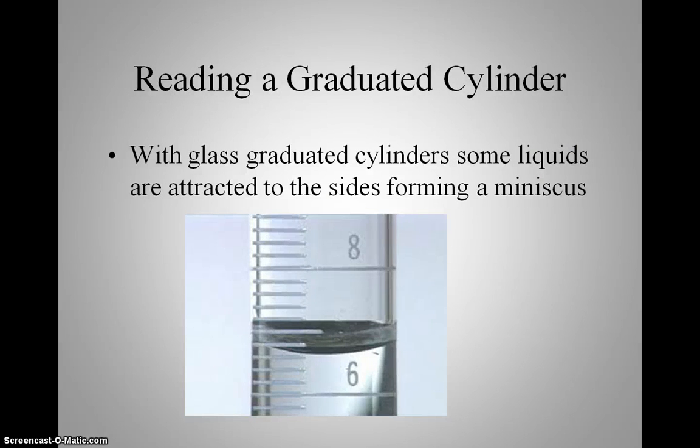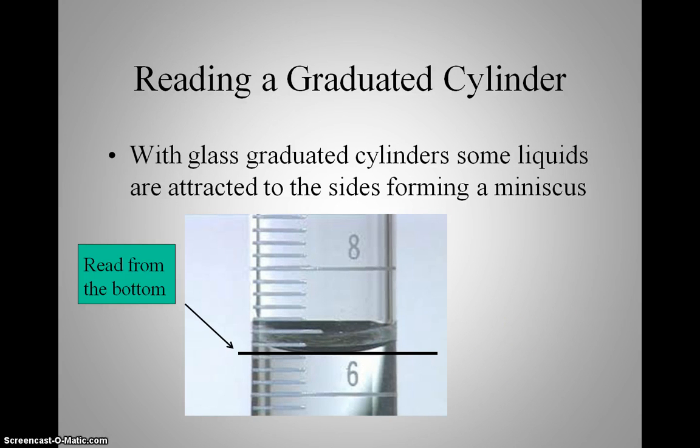Glass graduated cylinders in particular, some liquids are attracted to the sides and they form something called a meniscus, which is this little bowl shaped thing here. And when we read a graduated cylinder, we read from the bottom of the meniscus. So we would look from the side and see the bottom of the bowl is here. So you have approximately 6.3 milliliters of liquid here in the graduated cylinder. So just keep that in mind. And that's in particular for glass graduated cylinders. We also have plastic ones that don't do this.